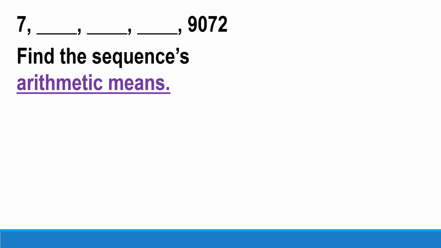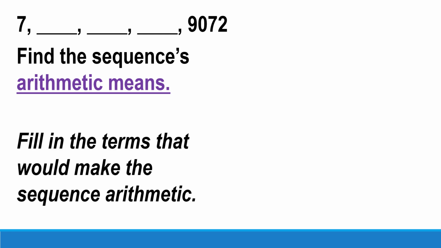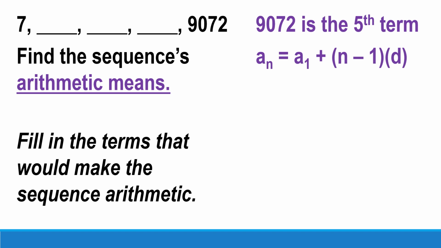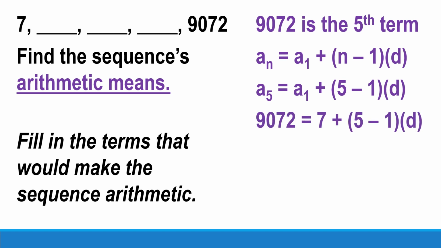And this means, no pun intended, that I'm looking for terms that when filled in are going to make this an arithmetic sequence. So, that last term is actually very vital. Since 9072 happens to be the fifth term of the sequence, and I have an explicit formula, I can use the value of n being 5 and plug those in so that I know that my last term, 9072, has to equal the first term, 7, plus 5 minus 1. Remember, you're going to be adding the same difference 4 times, the difference that you don't know. And we can use that to figure out what the difference is.